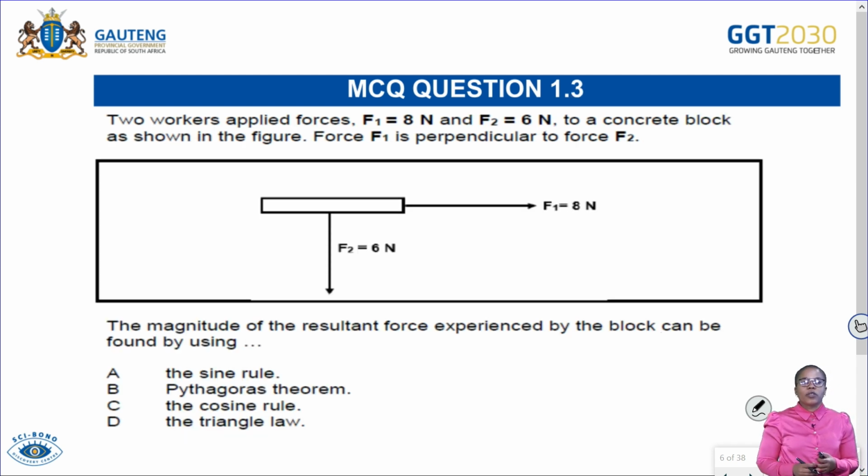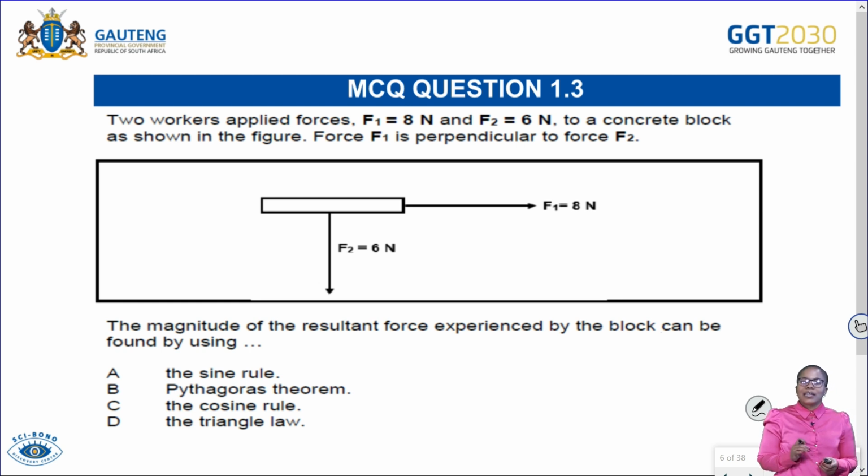Question number 1.3. Two workers applied forces F1 of 8 newtons and F2 of 6 newtons. So they gave us a nice diagrammatic representation for us to see these two workers, or rather the forces that are exerted by these two workers, to a concrete block as shown in the figure. F1 is perpendicular to F2.